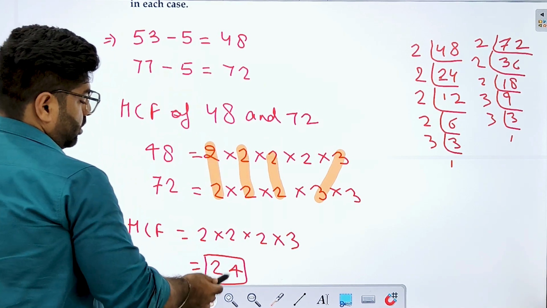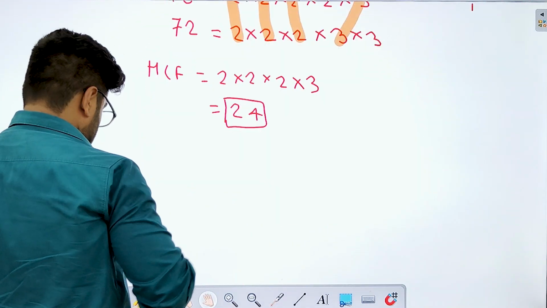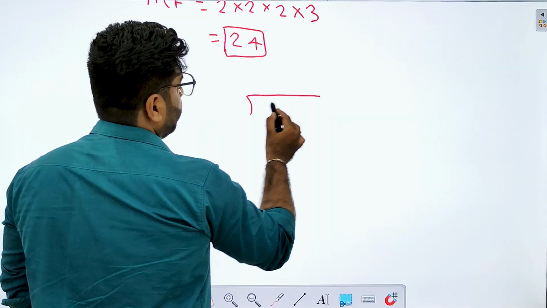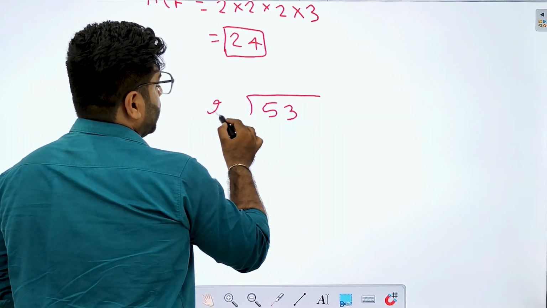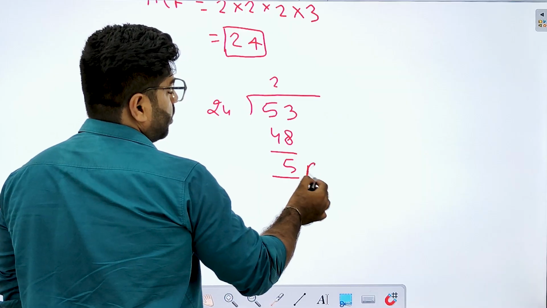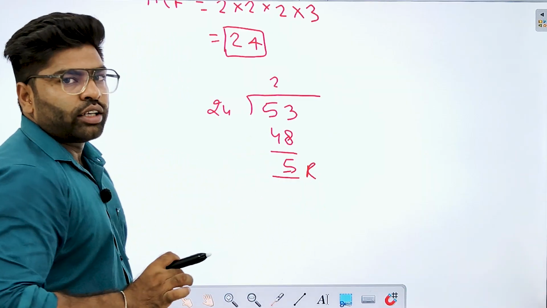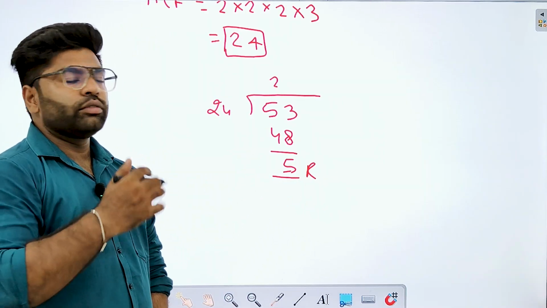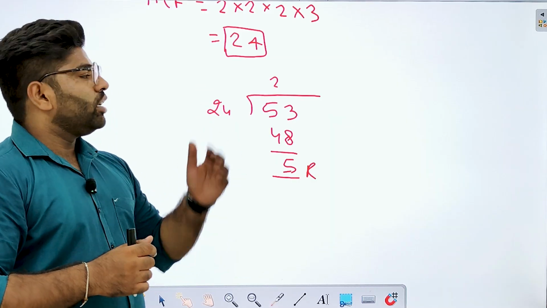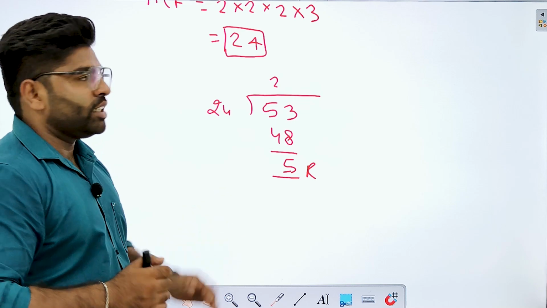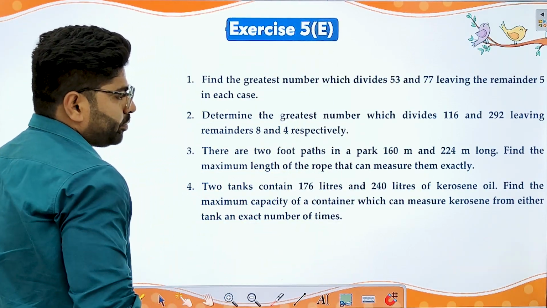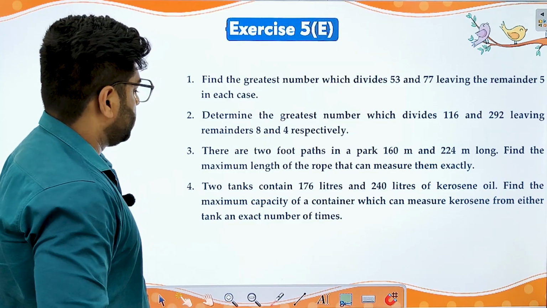Okay, let's divide 53 by 24. So 53, and this is 24, 24 twos are 48 and we are having 5 as a remainder. So we proved that we have a greatest number, that is 24, which divides these two numbers and leaves the remainder 5 in each case. Clear? So now move to the next part, that is question number 3.